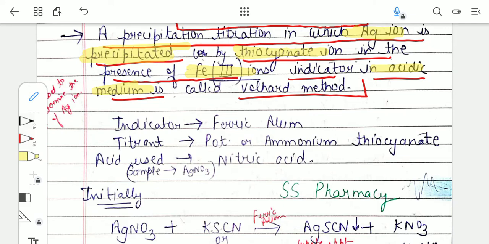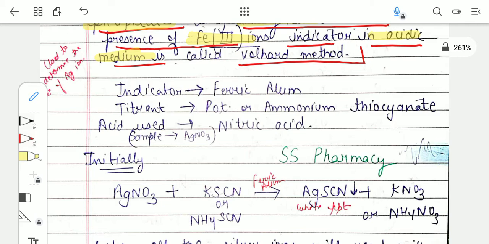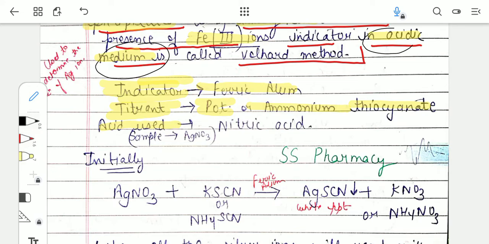We will understand this better by seeing the chemical reactions, and this method is quite similar to Mohr's method, which is another form of precipitation titration. So if you have understood Mohr's method, you can also easily understand this method. The indicator which we will use is ferric alum. The titrant which is used is either potassium thiocyanate or ammonium thiocyanate. The acid used to maintain the medium acidic, as we said in the definition, is nitric acid, and here we will use AgNO3, which will provide the silver ions which are to be precipitated.